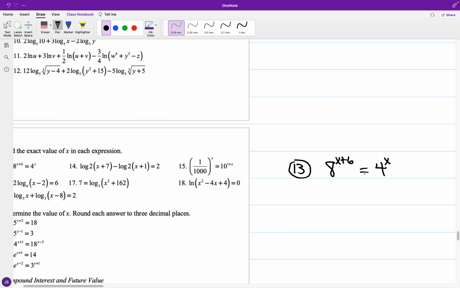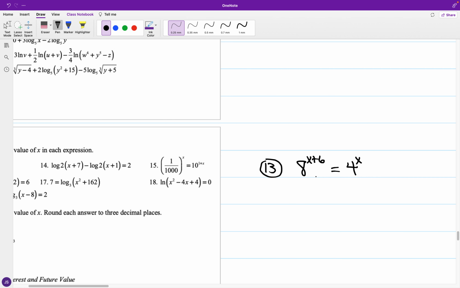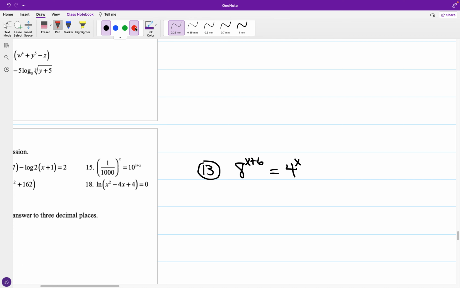Is equal to 4 to the x. Okay, so for 8 to the x plus 6 equal to 4 to the x. Now for what we have in the equation, 8 is a multiple of 4, but it is not an integer power of 4, so we can take a step back, and we have a number that will multiply into both 4 and 8, and that is going to be the number 2.